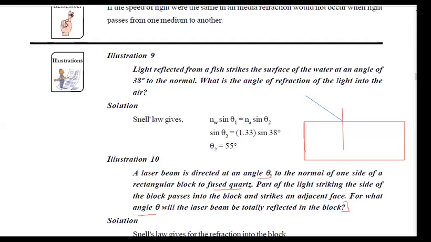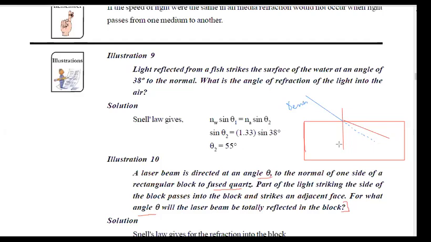Now, think about it. Suppose this is your denser medium, and this is your rarer medium. Then light will pass through, but it will bend away from the normal. So I can say that the refracted ray will be something like this. Yes or no? The refracted ray will be something like this.